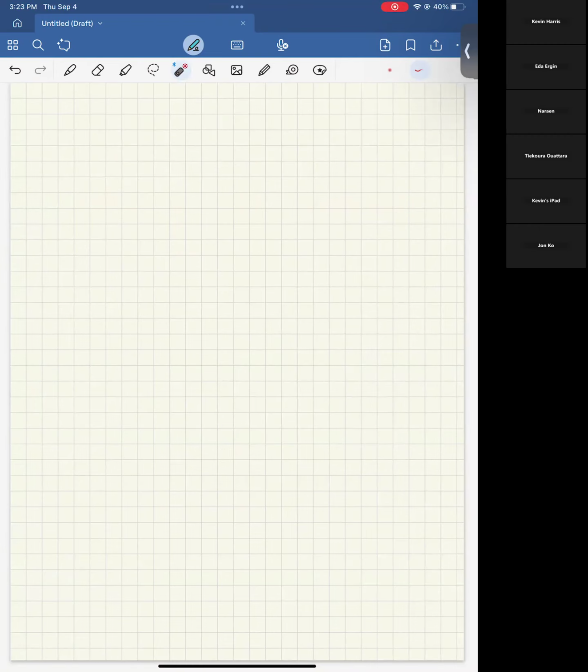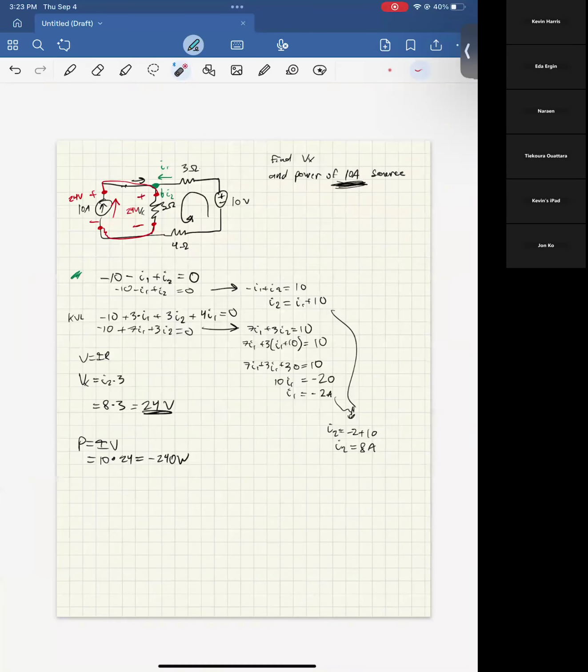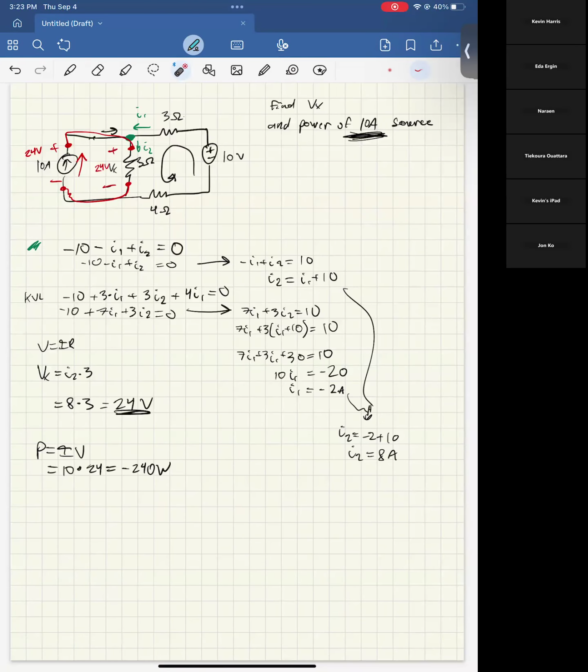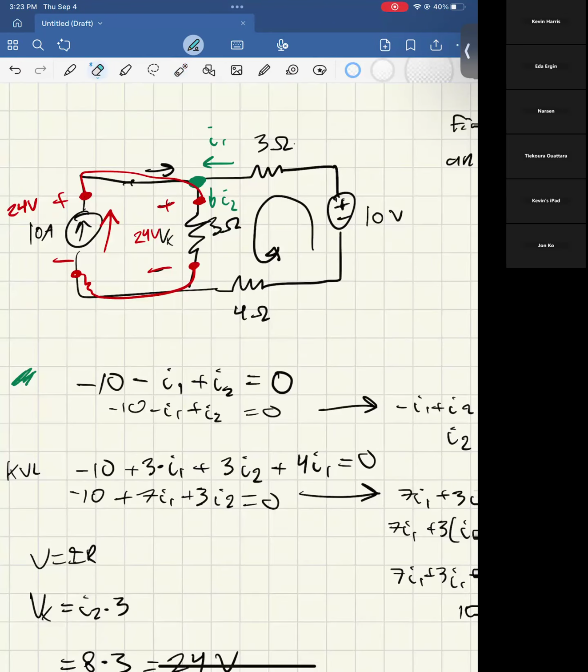Can you please tell again why the power was negative in the other question? Can I go over again why the power was negative? Yes. Okay. So let me erase some of these lines. It's a bit busy here.